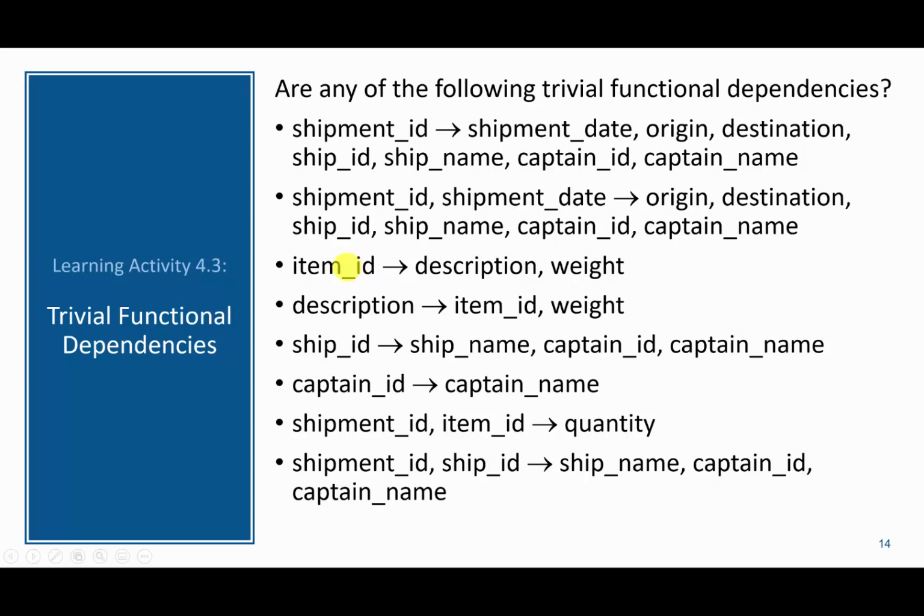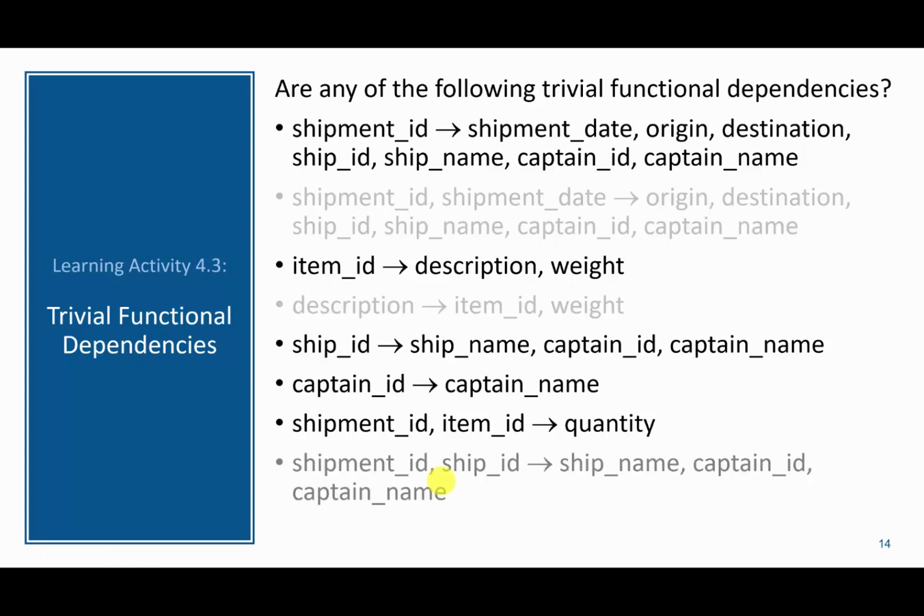And then we come down here and we can see that item ID determines description and description determines item ID. This is an equivalent functional dependency, and so we can get rid of this second one and keep the item ID determines description and weight. And then finally this last one where we have shipment ID and ship ID determining ship name, captain ID, and captain name. But if we again look at shipment ID, we will see that shipment ID determines ship name, captain ID, and captain name. So this extra information is not necessary, and this is what we call an augmented trivial functional dependency. So we'll go ahead and get rid of those three, and we're left with the remaining 5 functional dependencies.